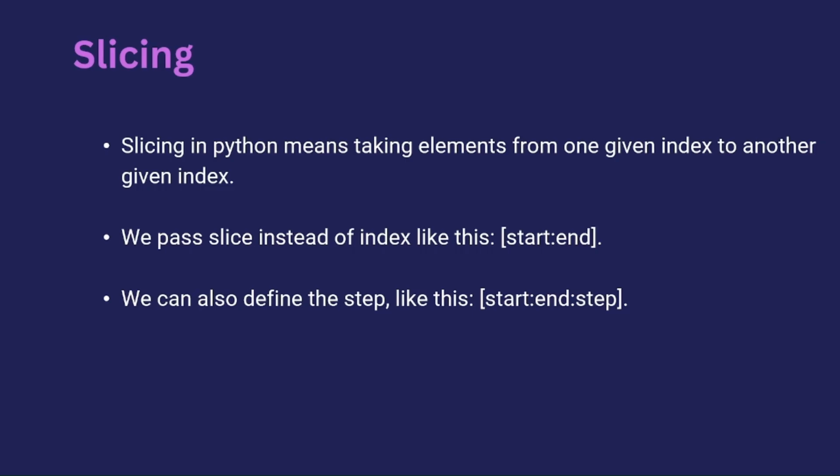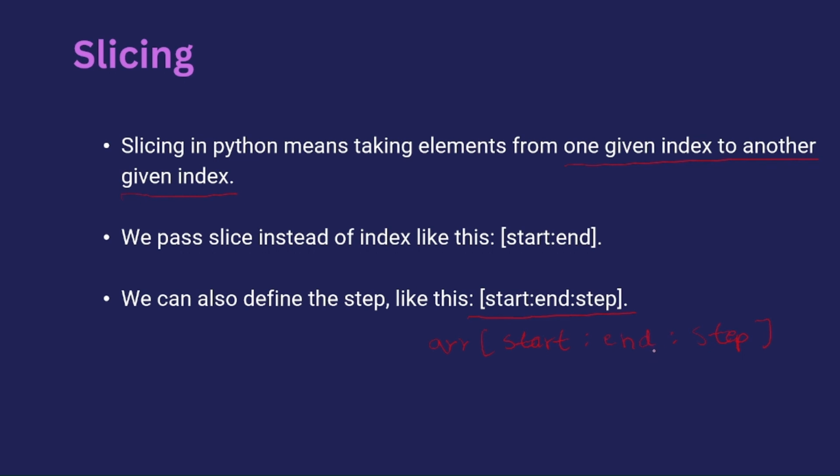Now the next topic is slicing. Slicing in Python means taking elements from one given index to another given index. It allows us to extract a portion of an array by specifying the range of indices. Either we can extract some part of the array or the entire array. Syntax of slicing is start:end:step. We can write it as array of start:end:step, where start is the starting index and end is the ending index.